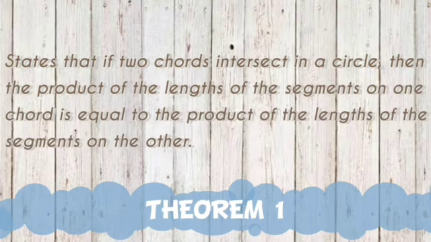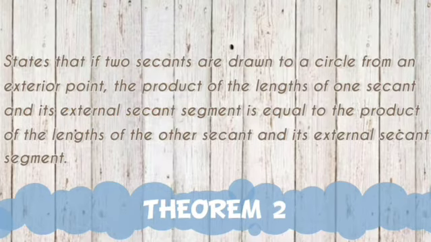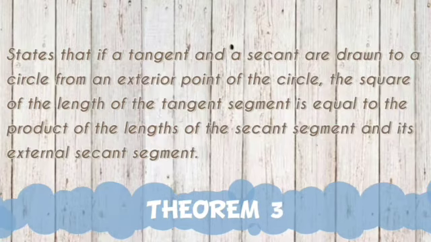In theorem number 1, if two chords intersect in a circle, then the product of the lengths of the segments on one chord is equal to the product of the lengths of the segments on the other. If two secants are drawn to a circle from an exterior point, the product of the length of one secant and its external secant segment is equal to the product of the lengths of the other secant and its external secant segment. If a tangent segment and a secant segment intersect outside the circle, then the square of the measure of the tangent segment equals the product of the measure of the secant segment and its external secant segment.